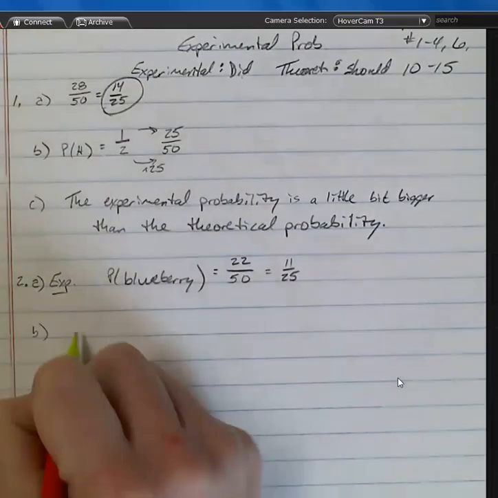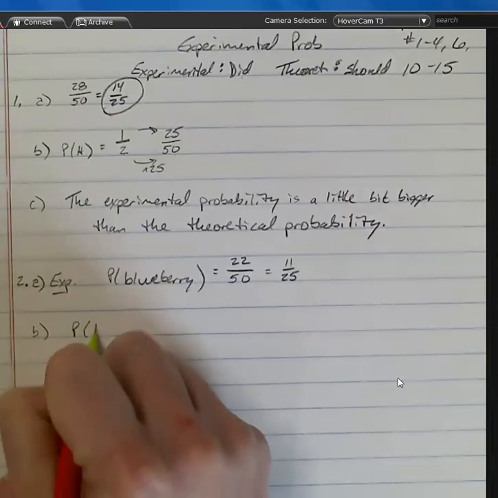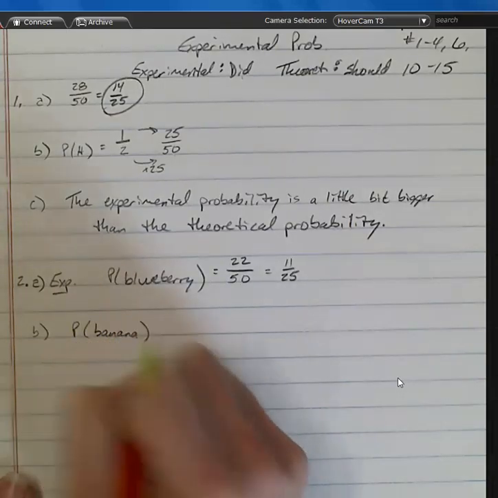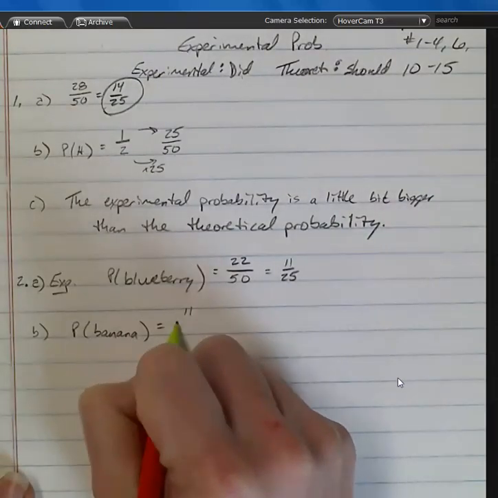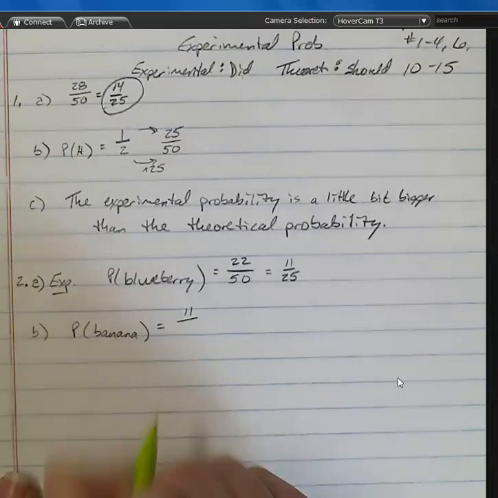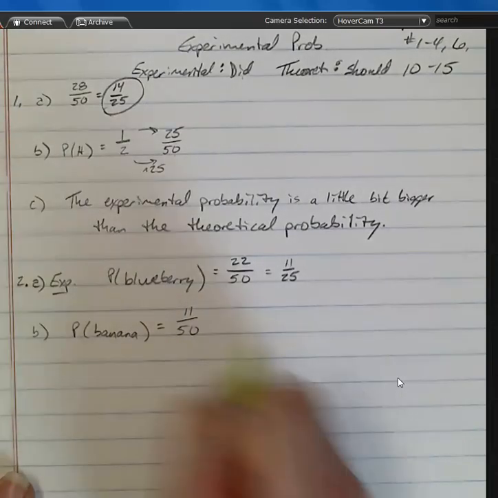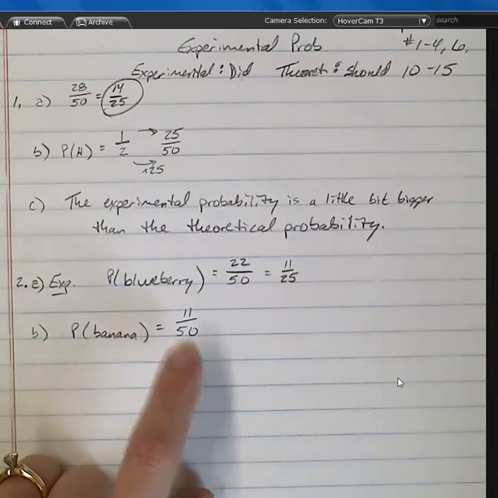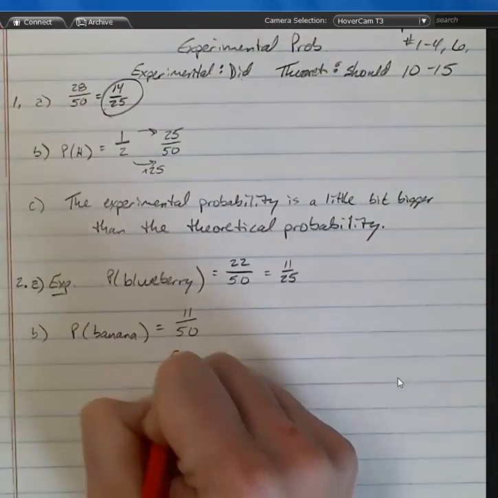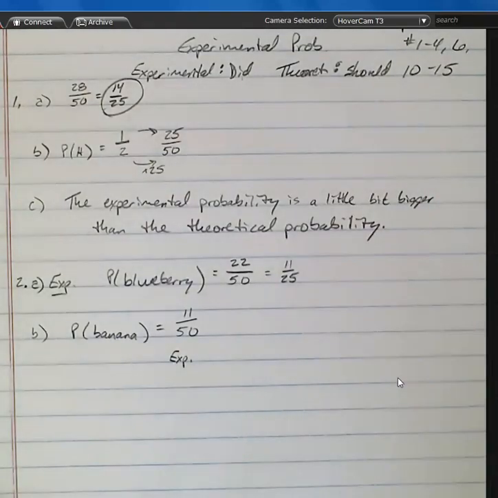No, we're asking about banana muffins. So the probability of a banana muffin: how many banana muffins were there? There was 11. 11 out of how many? 50. Is this theoretical or experimental? Is this what did happen or what should happen? This is did. This is experimental. Are we done? No, we didn't answer the question.